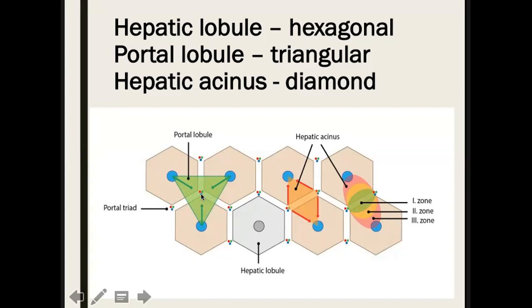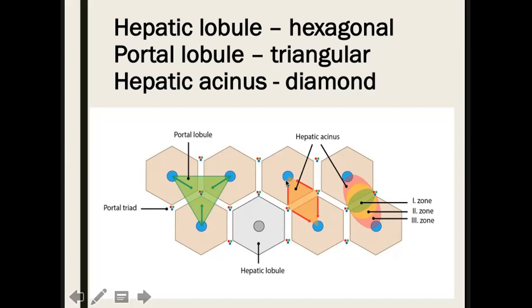For the portal lobule, your clue here is that at the center would be the portal area or the portal triad, with three central veins on the sides. So that would be the portal lobule. The other one is the hepatic acinus. When you say hepatic acinus, it is shaped like a diamond, so it has four sides.